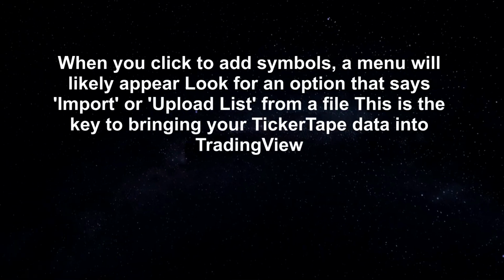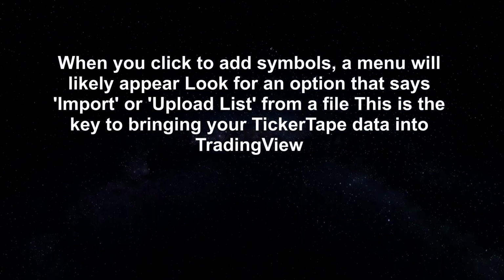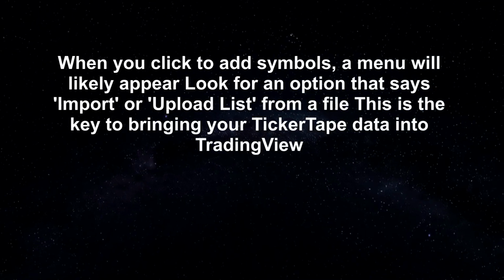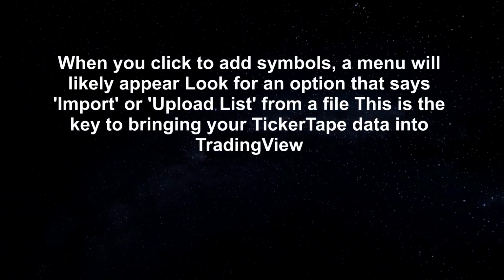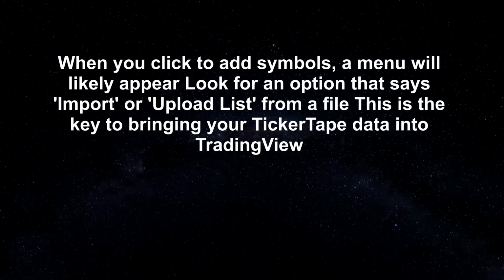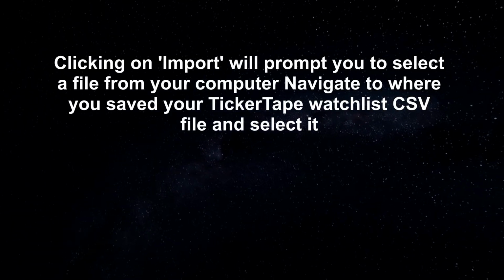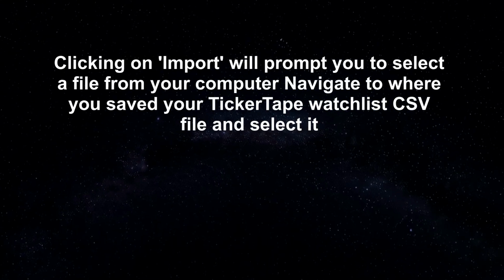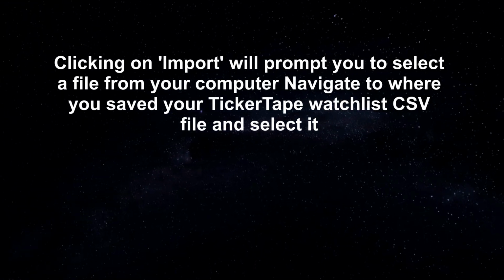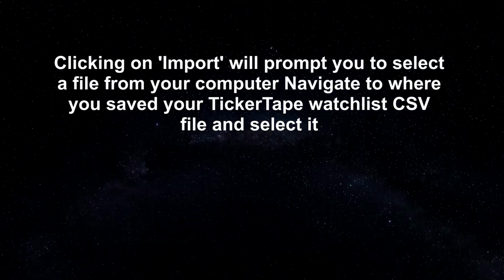When you click to add symbols, a menu will likely appear. Look for an option that says Import or Upload List from a file. This is the key to bringing your TickerTape data into Tradingview. Clicking on Import will prompt you to select a file from your computer. Navigate to where you saved your TickerTape watchlist CSV file and select it.